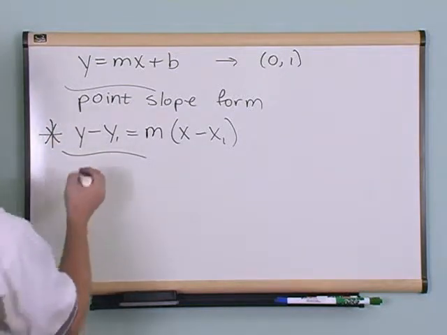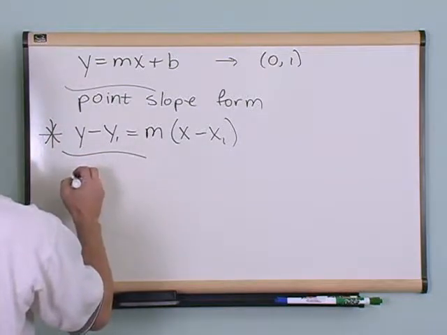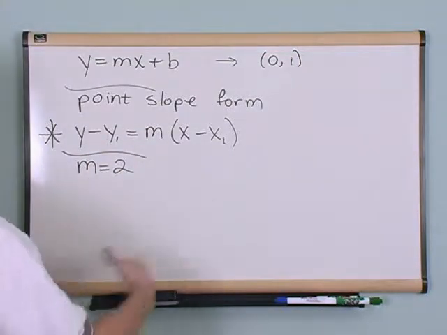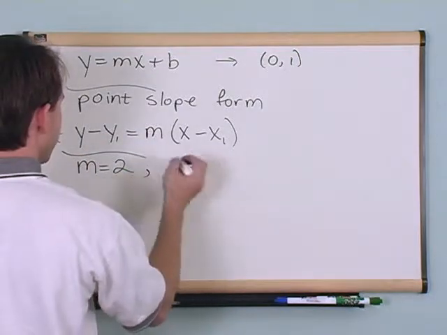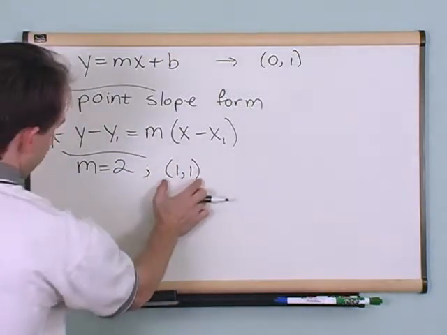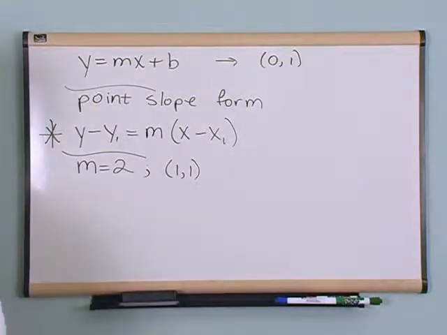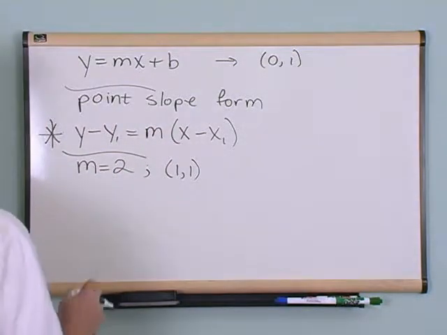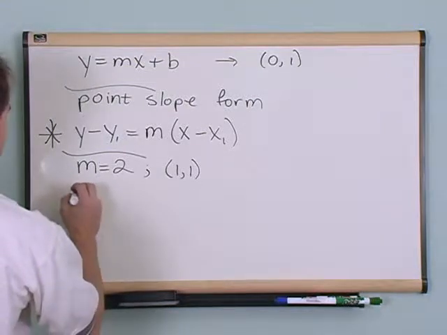That's an important one. What if I give you the slope is equal to 2 on a line, and just randomly another point on that line is (1, 1). That's just a point. This is not a y-intercept. This is just some point on the line somewhere. I can immediately plug in and use this equation. How do I do that? I just write it down.